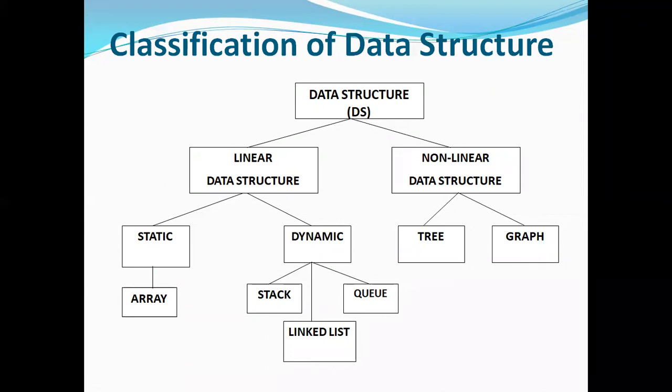So what is the meaning of linear? Linear means that data is arranged in a particular order: first element, second, third, fourth, fifth. Non-linear means there is no particular order for the arrangement of data. Static means there is no change of memory during compilation, and dynamic means that there is a change of memory. So this is a brief introduction about the classification. Let's start further.